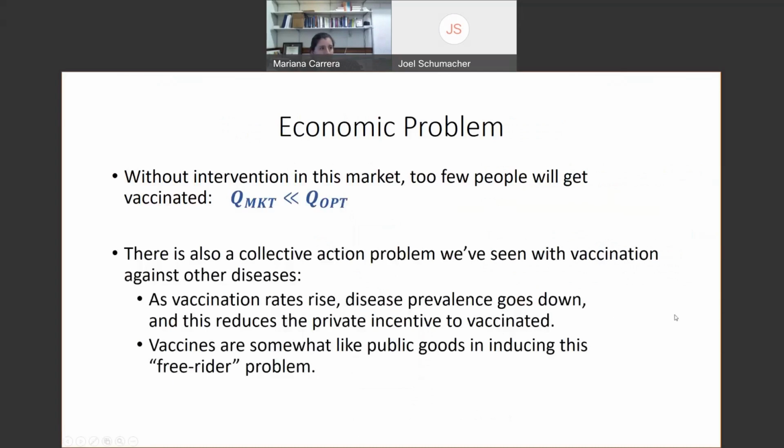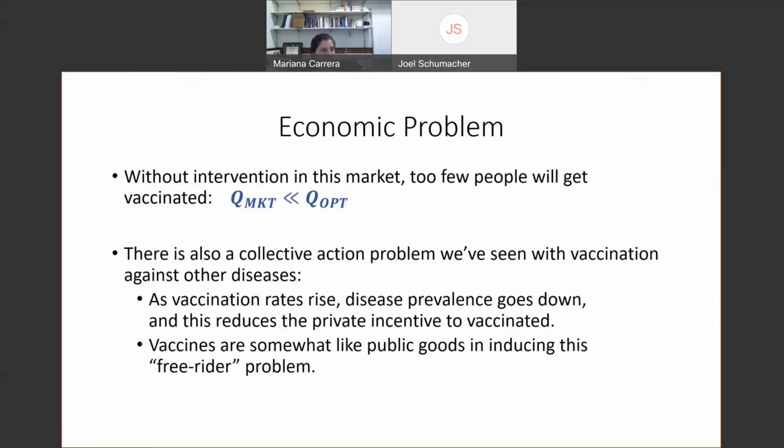So summarizing the economic problem, as with any market where there's externalities, the market solution, the market equilibrium will not match the optimal quantity. In this case, too few people will get vaccinated.